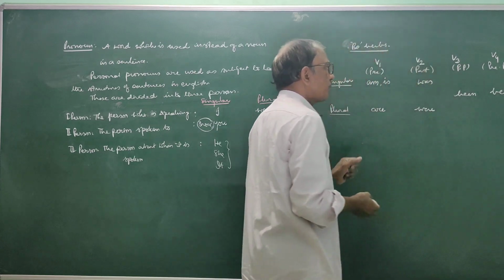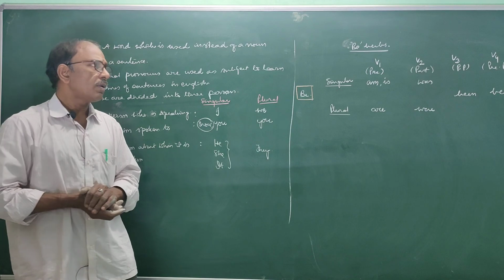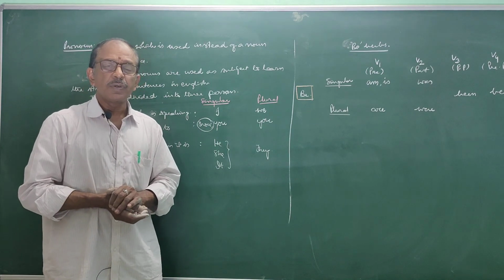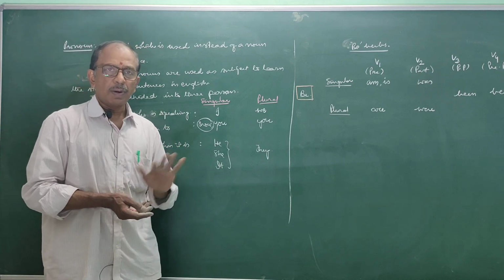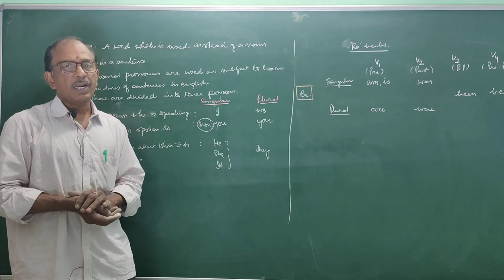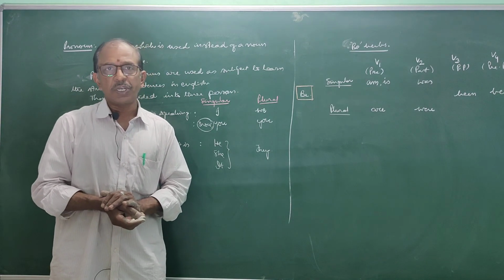These are the verb forms of the be verb, which is very useful in learning the structures of English sentences, right? So this is all about the preliminary things, and we'll continue the structures and tenses in the next video. Thank you.